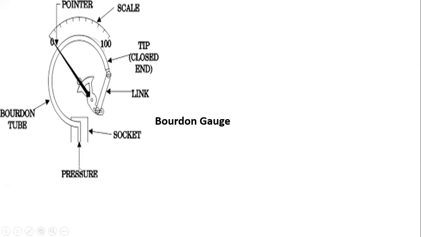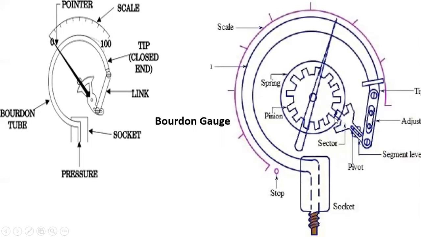Okay, so where you are putting pressure here, as the pressure is applied, this tube, which has an elliptical cross section, tends to get a circular cross section, because of which it moves. Because this is a closed end, and this is through a link, this is connected to a pinion and gear arrangement, so that the indicator moves. Let's see it in this. This is exactly what happens.